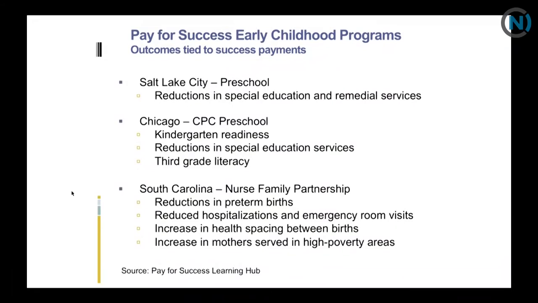And in South Carolina, with the Nurse Family Partnership, the expansion in that state to reach 3,200 more at-risk first-time mothers in pregnancy, to reduce preterm births, reduce hospitalizations and emergency room visits and the costs associated, increase healthy spacing between births, and also increase mothers served in high poverty areas.